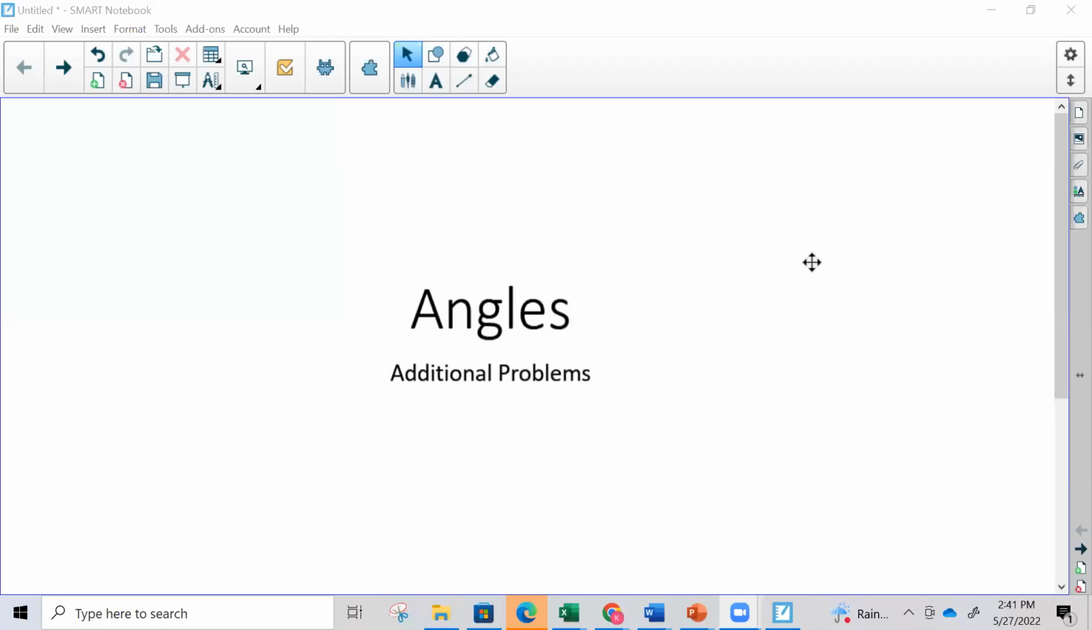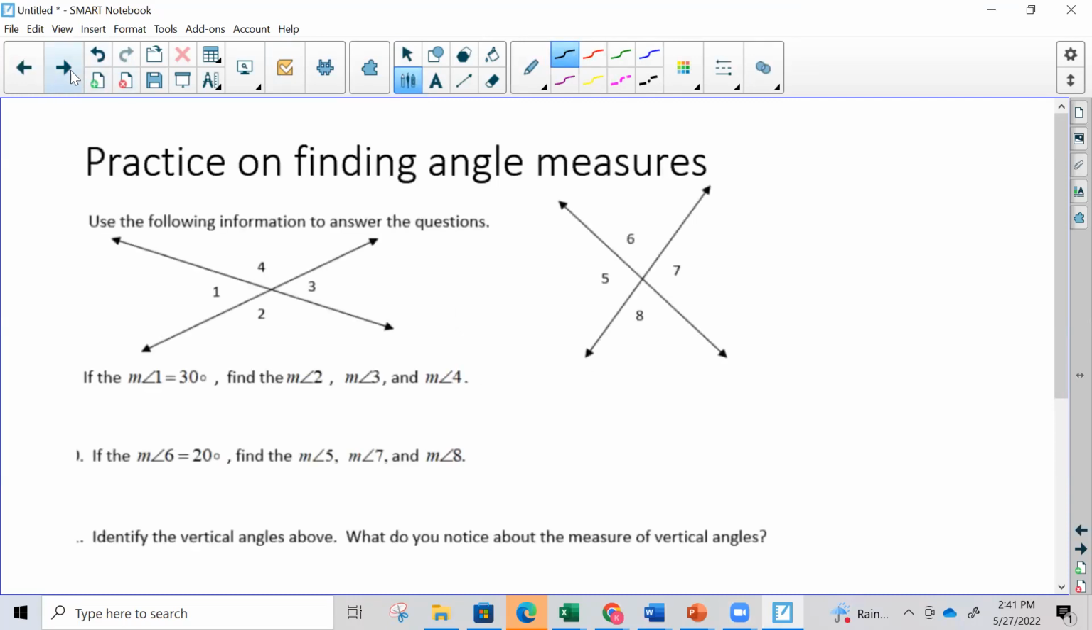So in this video, I'm going to do more practice on angles, and these problems will really involve solving for measures of angles, and some of them will involve algebra to solve measures of angles. So it says, use the following information to answer the questions. So measure of angle 1 is 30 degrees. Find the measure of angle 2, 3, and 4.